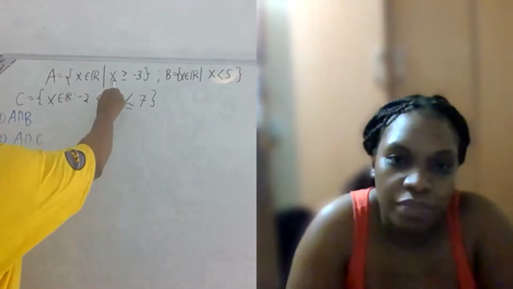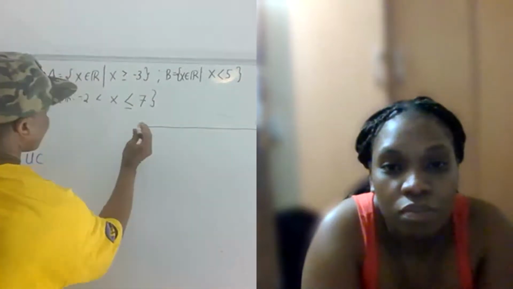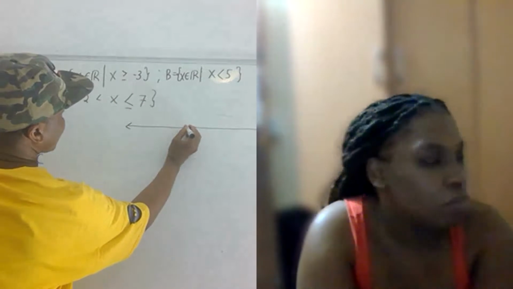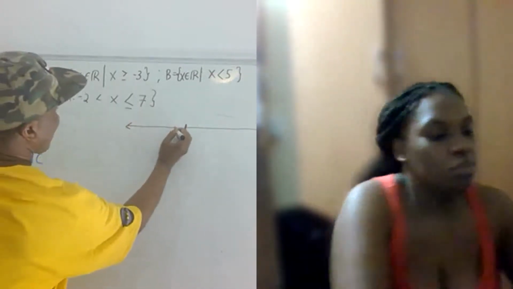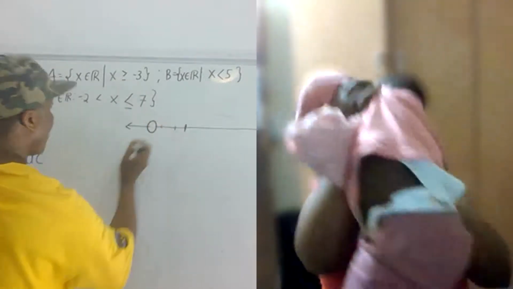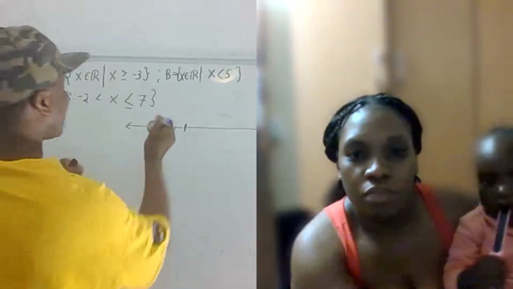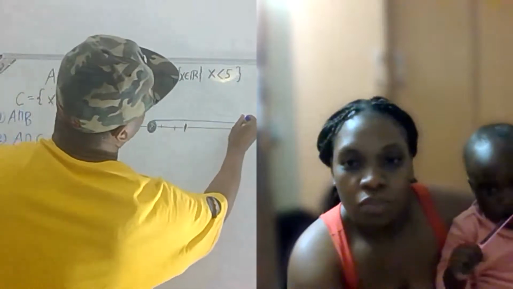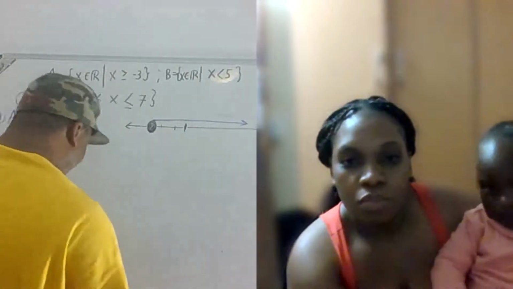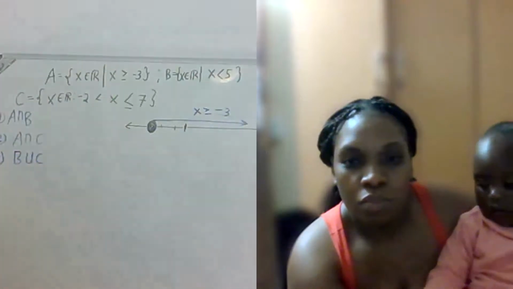Okay, x is equal to negative 3. Let me draw my number line here. Let's say this is 0, and negative 1, negative 2, negative 3 somewhere here, but it's including. And then greater than means go all the way to the right. So x is greater or equal to negative 3. Now we're done with set A.